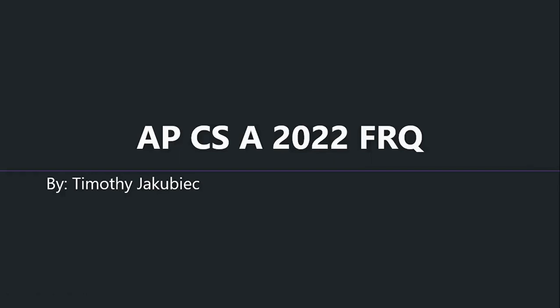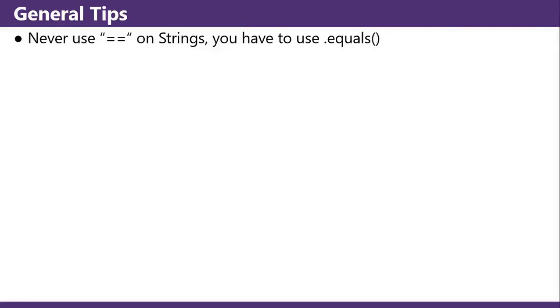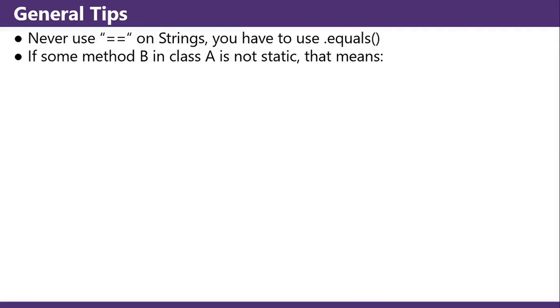Today you're going to learn how to answer all the questions from the APCSA 2022 FRQ. Never use double equals on strings, you have to use dot equals. If some method B in class A is not static, that means you cannot call A.B.